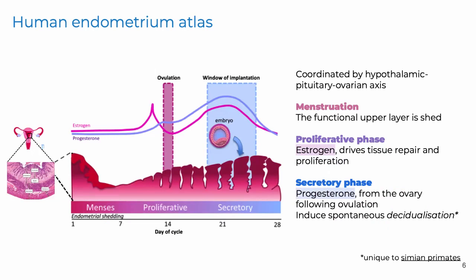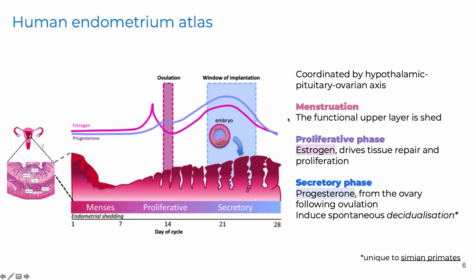What is quite interesting and got us fascinated about this tissue is its regenerative capacity. Every month, the endometrium goes through cycles of shedding, regeneration, proliferation, and differentiation. And this is mediated by the two ovarian hormones, estrogen and progesterone. During the first proliferative phase, which is dominated by estrogen, we then have ovulation, and then progesterone levels start increasing, and these tissues start differentiating.